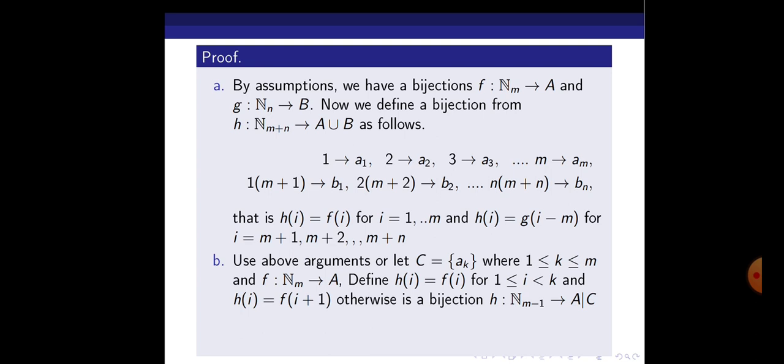So H is a bijection from N suffix m plus n onto A union B. That is, A union B contains exactly m plus n elements. Now we move on to the second argument.